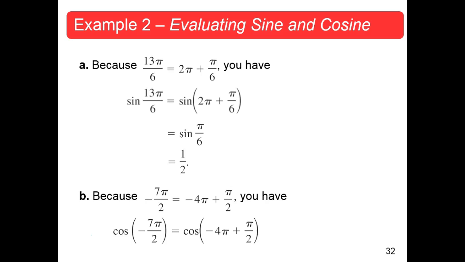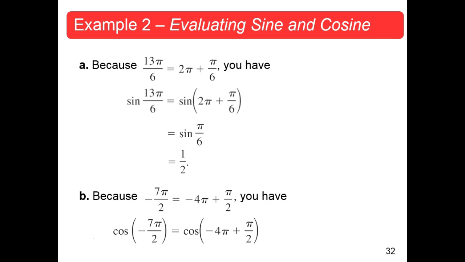If you like their way of doing it better, that's fine. I like to add the 4 pi to it to see what you wind up with. Add 2 pi and then add another 2 pi. They said this is minus 4 pi plus pi halves. I don't think that way, but if you think that way, that's perfectly fine. So if that's what negative 7 halves pi is, and you're wanting the cosine of negative 7 halves pi, then that's the same as the cosine of negative 4 pi plus pi halves.